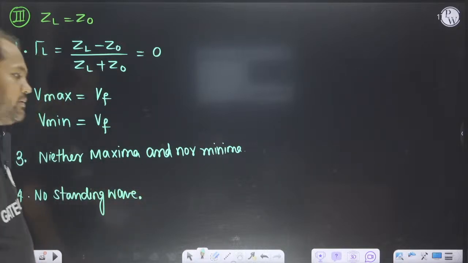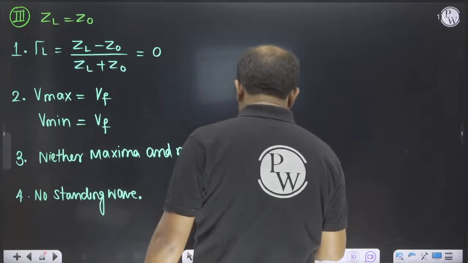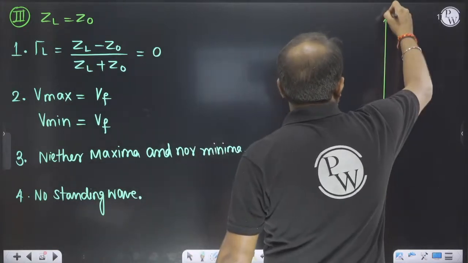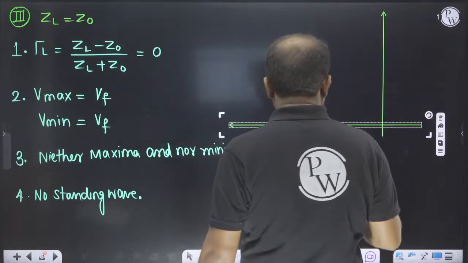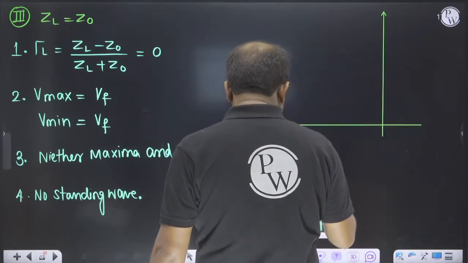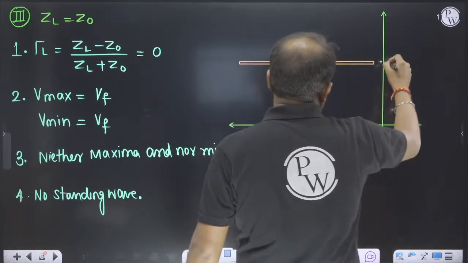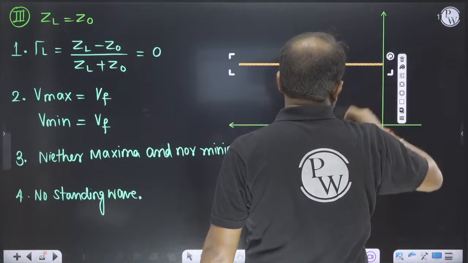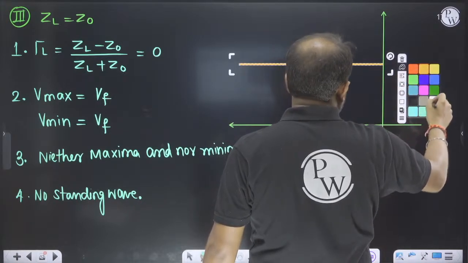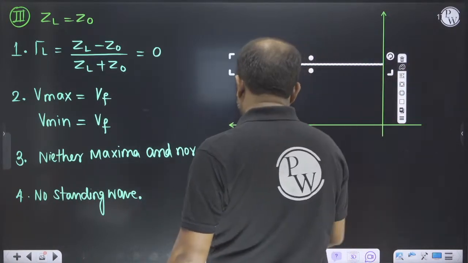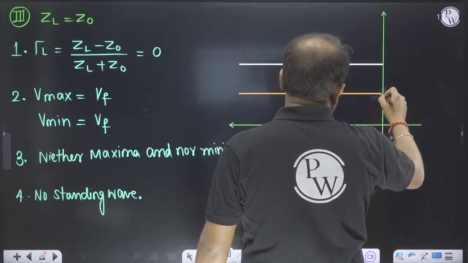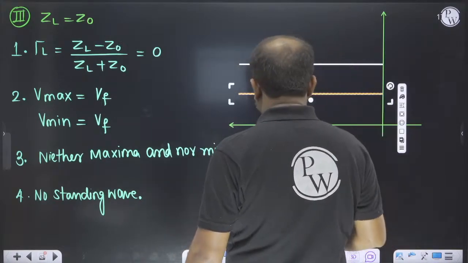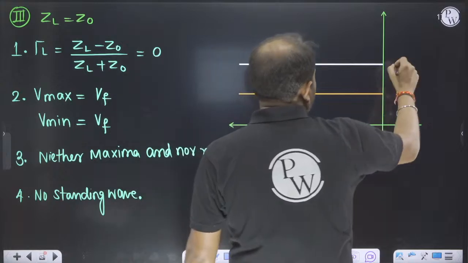So the graph will be only a straight line, because there is no reflected wave. If it is matched, then there is no reflected wave. So the graph of voltage will be a matched line. This is the graph of voltage, and this is the graph of current. So we can say that the graph of voltage and graph of current will be the same.